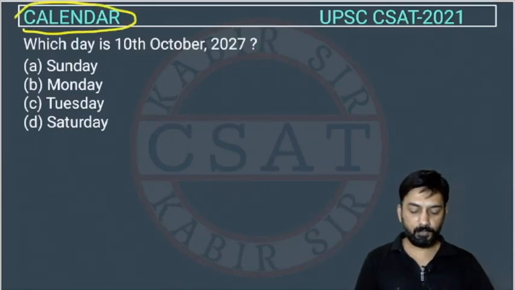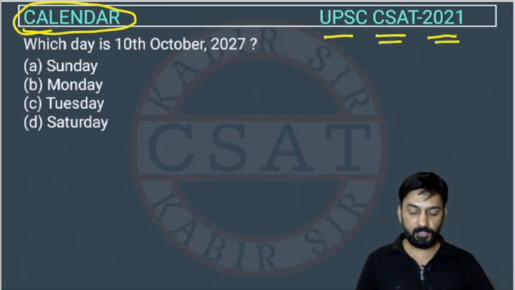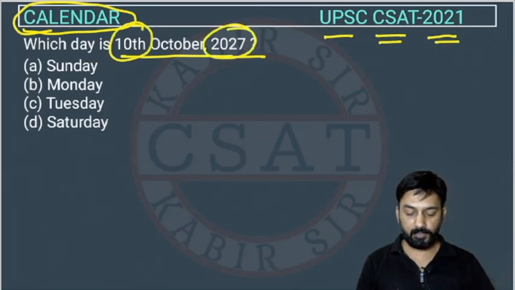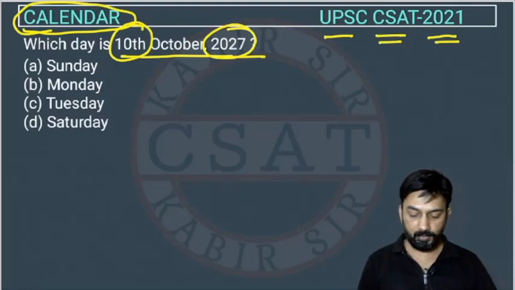This is a question from the calendar chapter asked by UPSC in the CSAT paper of 2021. Which day is 10th October 2027? So on 10th October 2027 there will be which day? Sunday, Monday, Tuesday or Saturday? So how will we solve it?